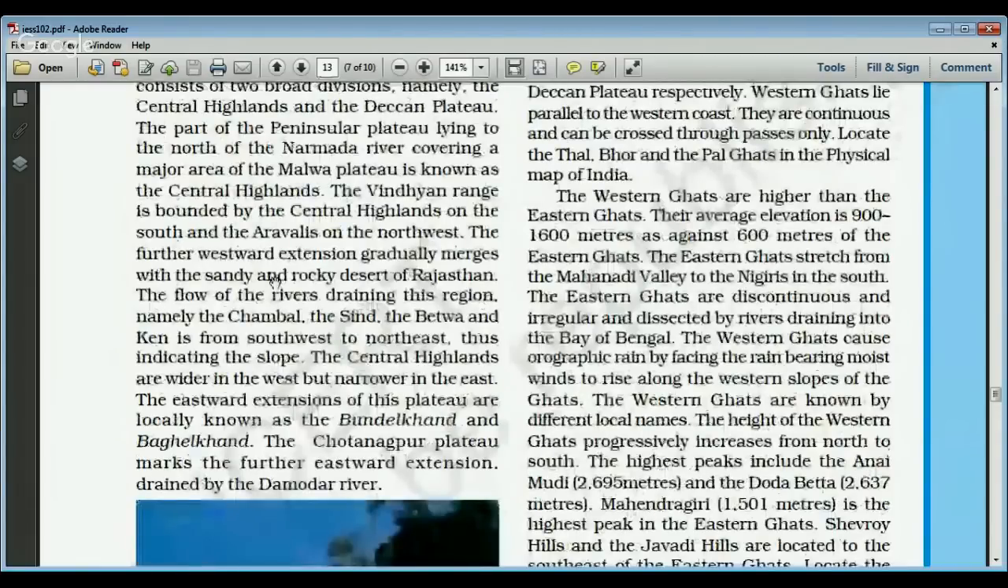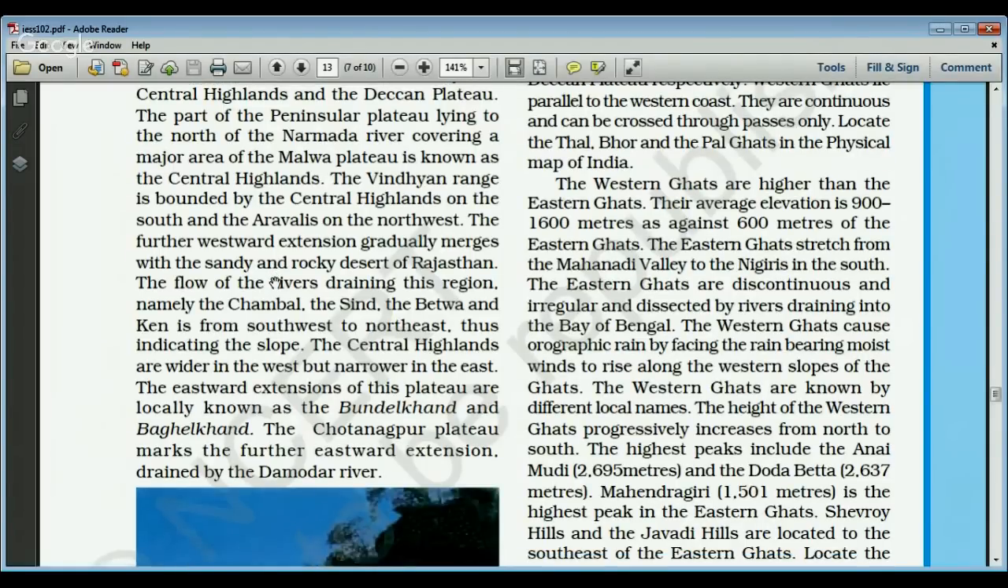Further westward, they gradually merge with the sandy and rocky desert, and further west is known as the Great Indian Desert. The rivers draining this region, like the Chambal, flow from southwest to northeast. So the slope in this region is from southwest to northeast towards the Ganga, because the Chambal and Betwa are tributaries of the Yamuna river, and the Yamuna is the major tributary of the Ganga.